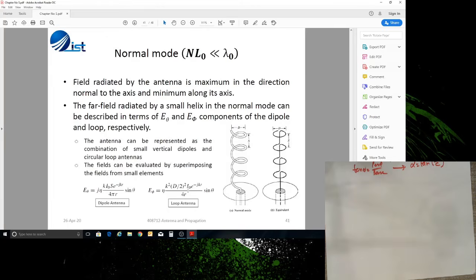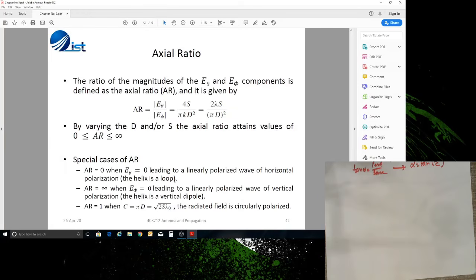So if you find the magnitude of these two components, you just divide them with each other, you would see that axial ratio comes out to be this 2 lambda s over pi d square. So by varying d and or s, the axial ratio attains values from 0 to infinity. तो आप s और d को वेरी करके AR की वैल्यू 0 से infinity के बीच में अचीव कर सकते हैं. So what do we actually mean by AR having values from 0 to infinity?